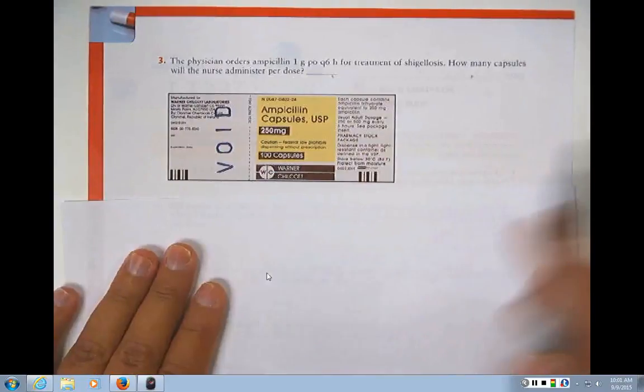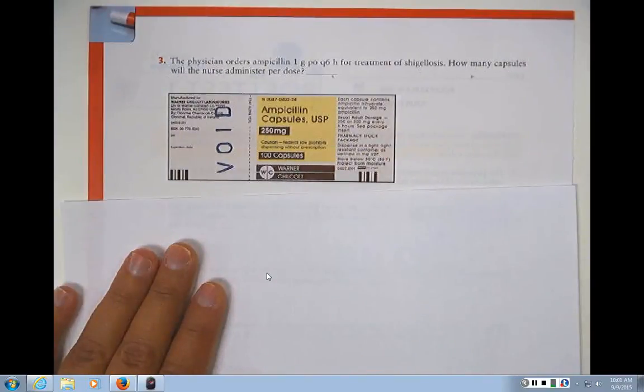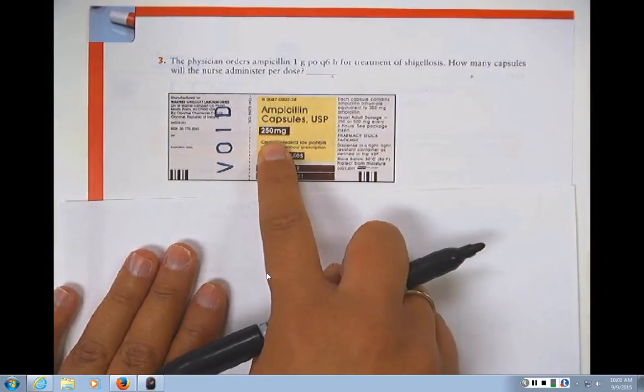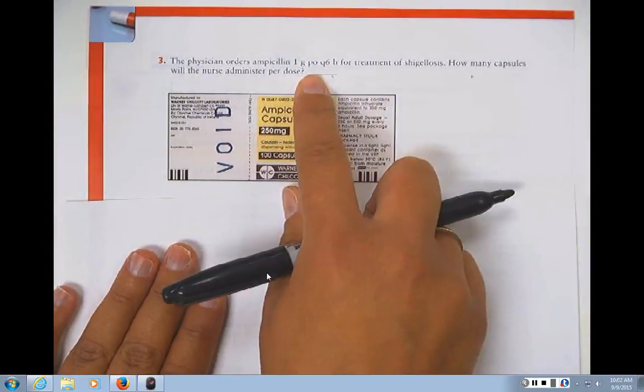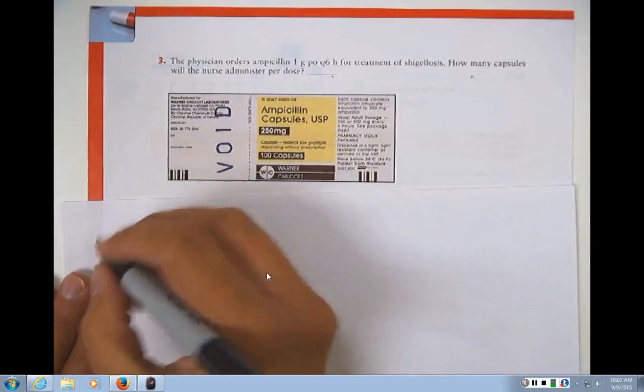All right, the physician orders ampicillin 1 gram every 6 hours for treatment of shingles. How many capsules will the nurse administer? So my dose on hand is in milligrams. My physician ordered grams. So I'm going to have to throw that little conversion band in the middle to figure out my dosage. I'm solving for capsules.